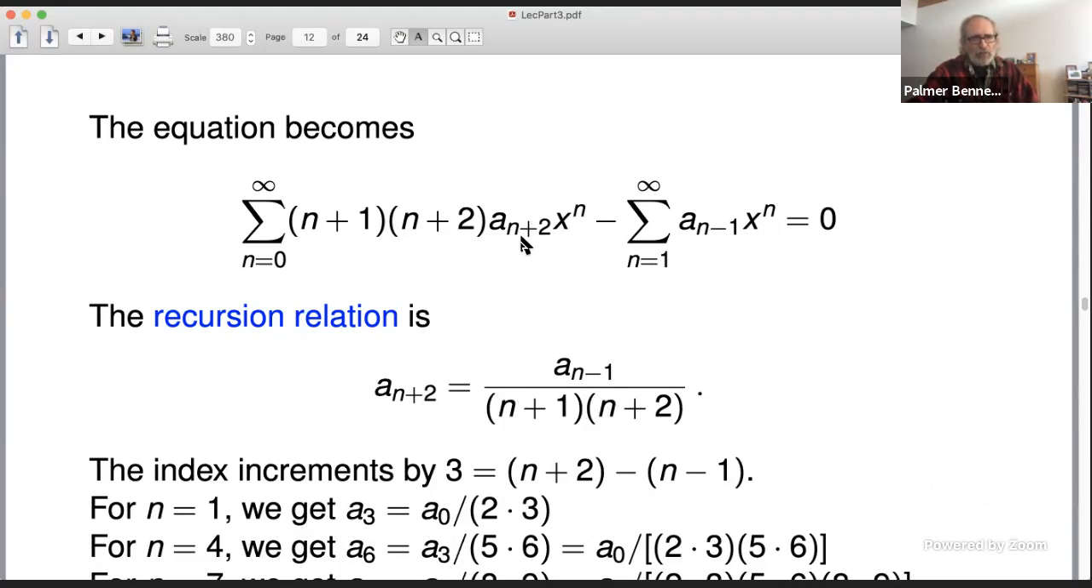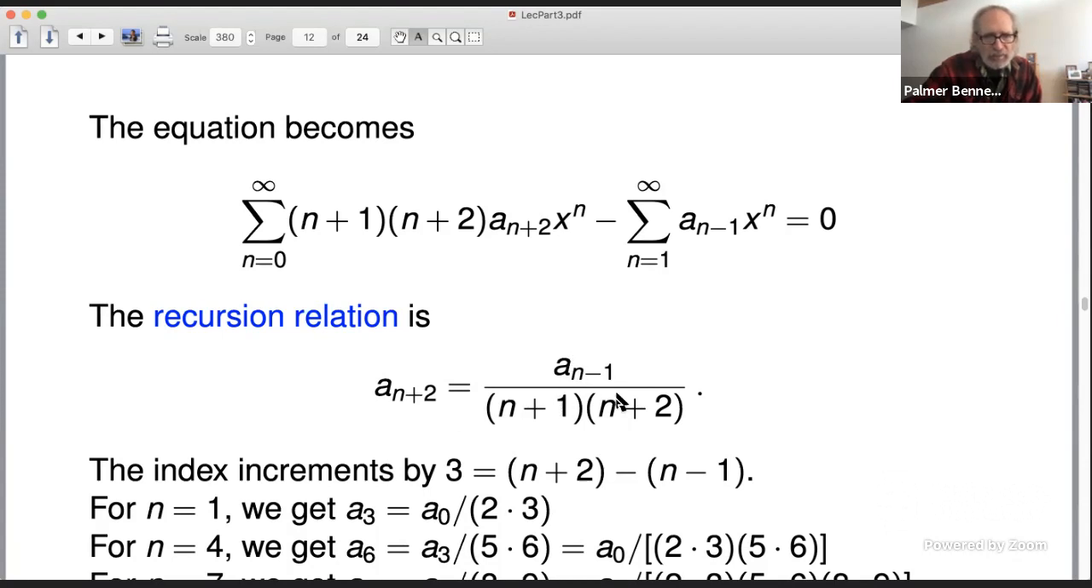Everybody see how this gave us this recursion relation? So just look at the coefficient of x to the n on both sides of the equation. On this side, it's 0. You'll get (m plus 1)(m plus 2) a_(m plus 2) minus a_(m minus 1) is equal to 0. Solve that for a_(m plus 2) and you'll get this.